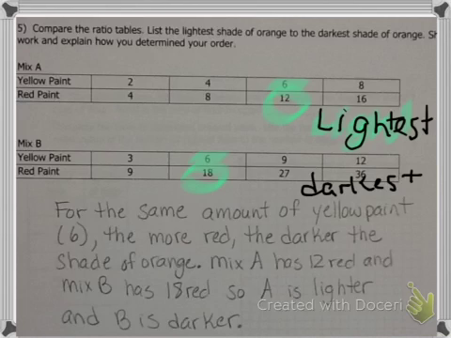And here's our explanation. For the same amount of yellow paint, 6, the more red, the darker the shade of orange. Mix A has 12 red, mix B has 18 red. So A is lighter than B. A is lighter and B is darker.